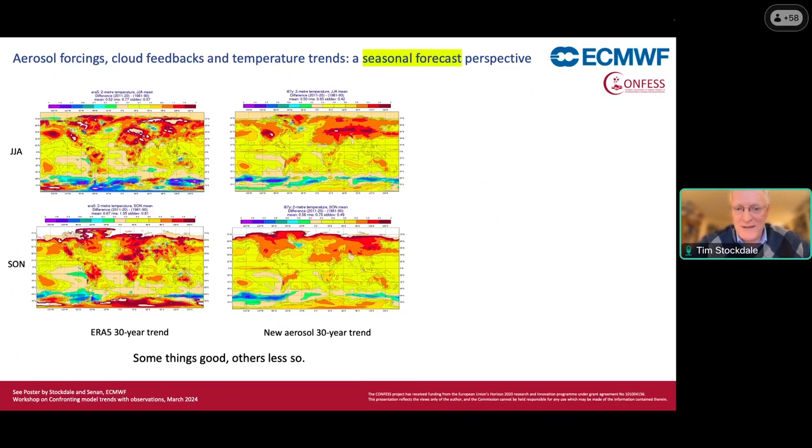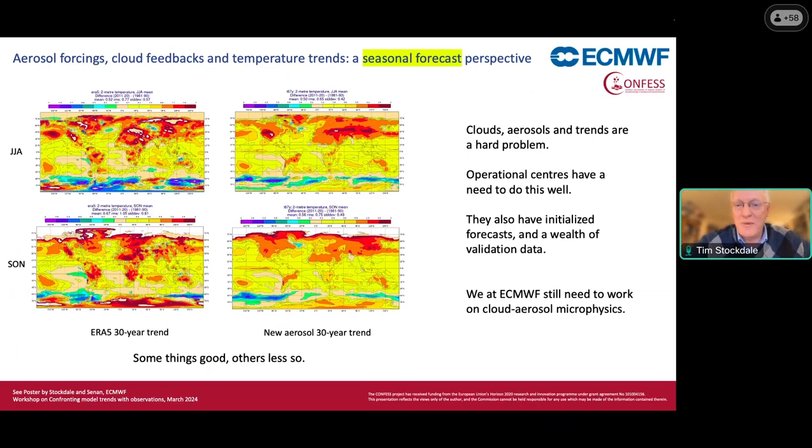And the message really is, we all know it's a hard problem. Aerosols, trends, cloud interactions, this is tough. Operational forecasting centers need to do this as well. We've got some good things we can bring to the table, particularly the initialized forecasts and a lot of validation data. On the other hand, we're still a long way behind in some areas, such as our cloud-aerosol microphysics. So I think options for working together are going to be helpful all around.